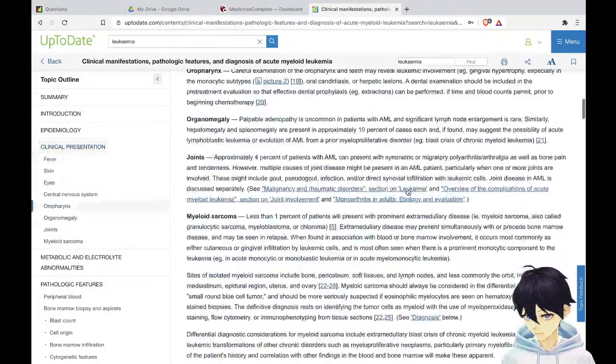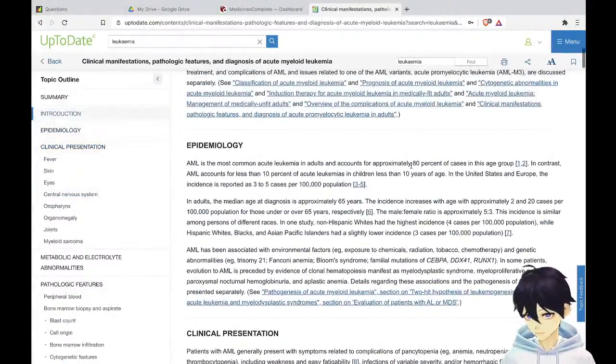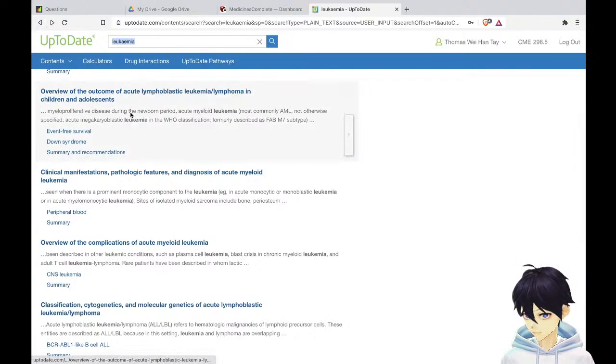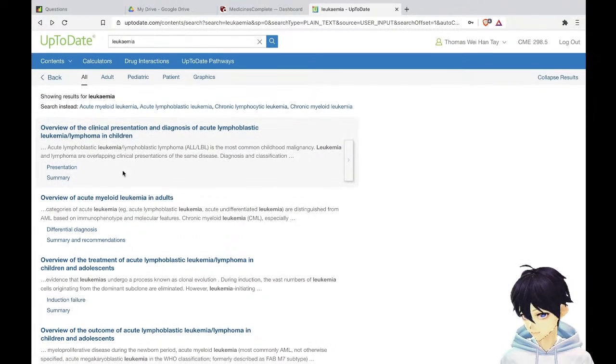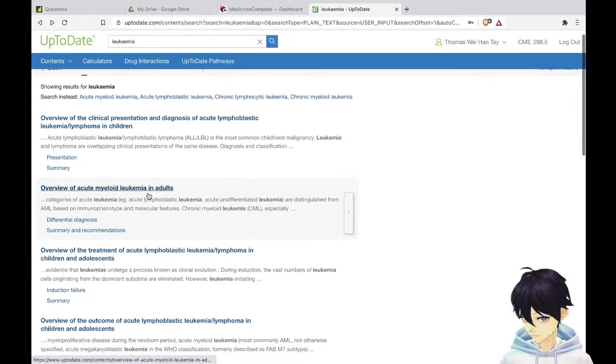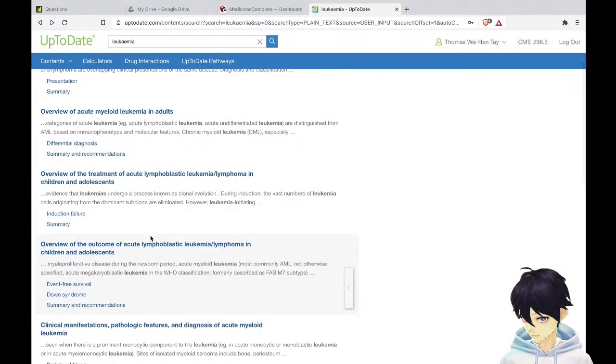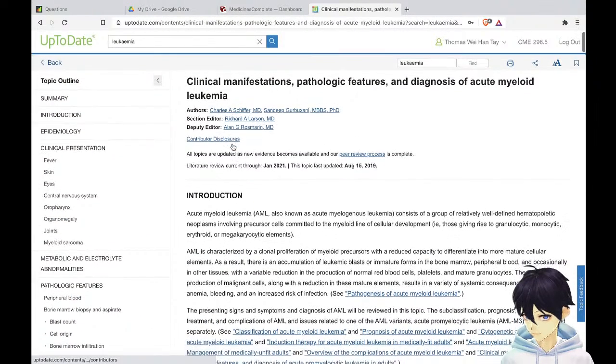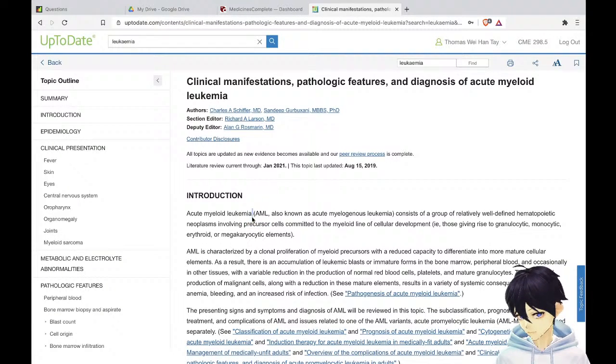Okay. So AML usually presents in adults, especially in adults more than 65 years old. And not AML, this is CML. AML or CML? AML. I was reading about AML, wasn't I? AML. Acute myeloid leukemia.